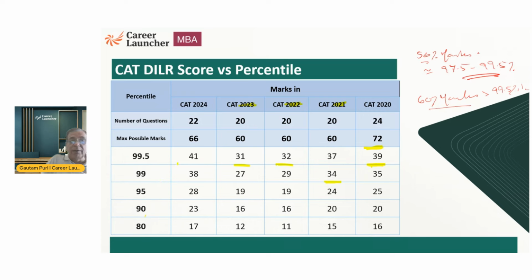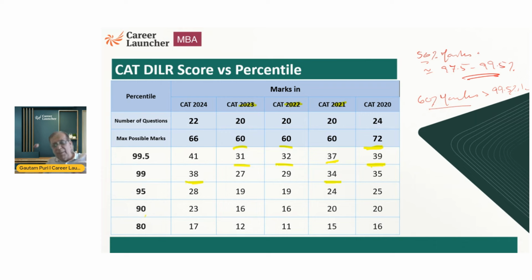And then in CAT 24, where would you be with 50% marks? That's 33 marks, and you would be again around 97.5 percentile. Similarly, 60% marks would be 36, which gives just 99.5 percentile in CAT 21, but in the other years it will be way above 99.5 percentile. And last year also, 60% marks would be around 40, and you would be around 99.5 percentile.